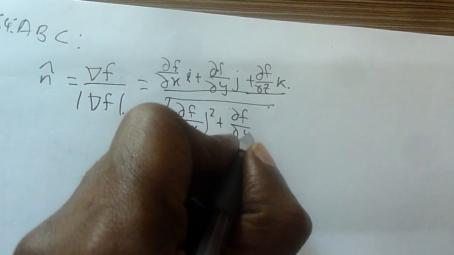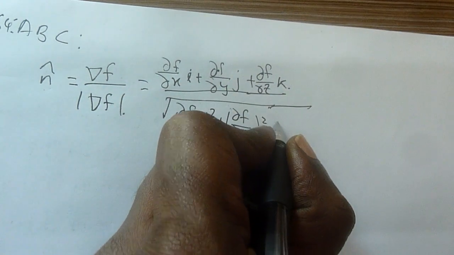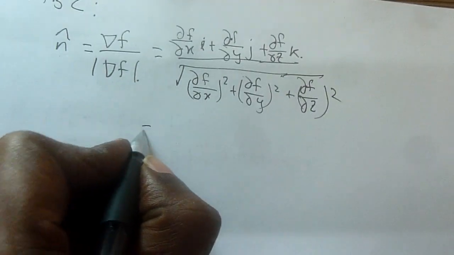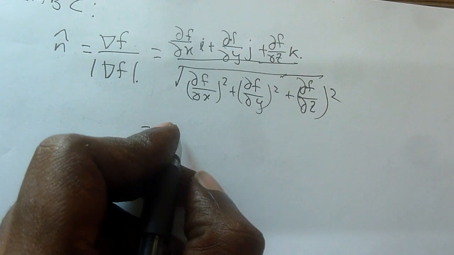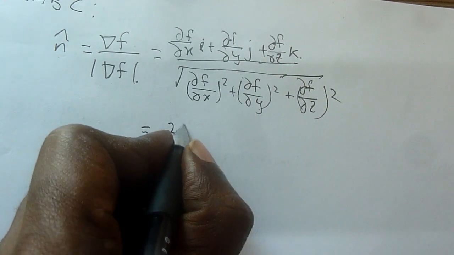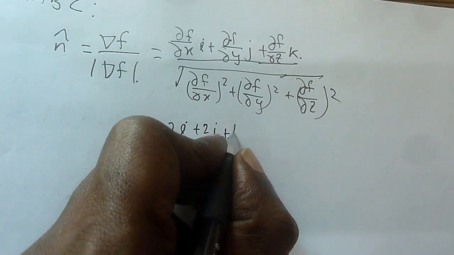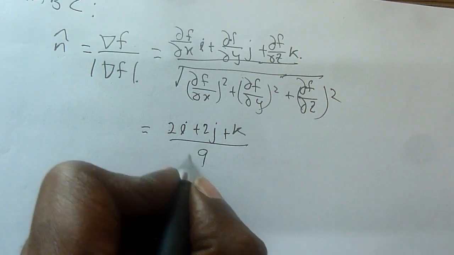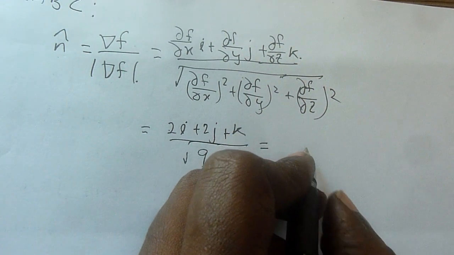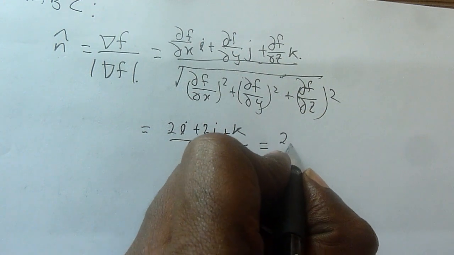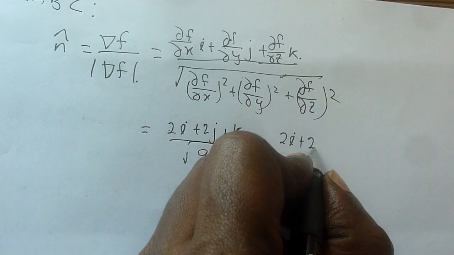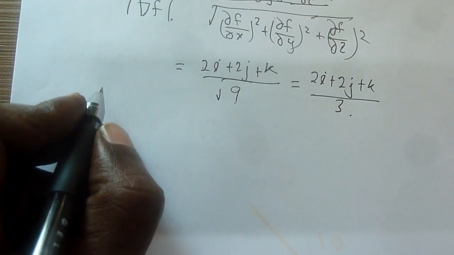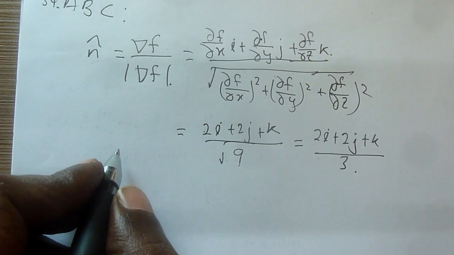We need not show this in detail; next time I won't show this. If this is the case, once you place it inside, you get 2i plus 2j plus k. Since 4 plus 4 plus 1 is 9, you get the square root of 9, where you get 2i plus 2j plus k divided by 3. With this we have already identified n.